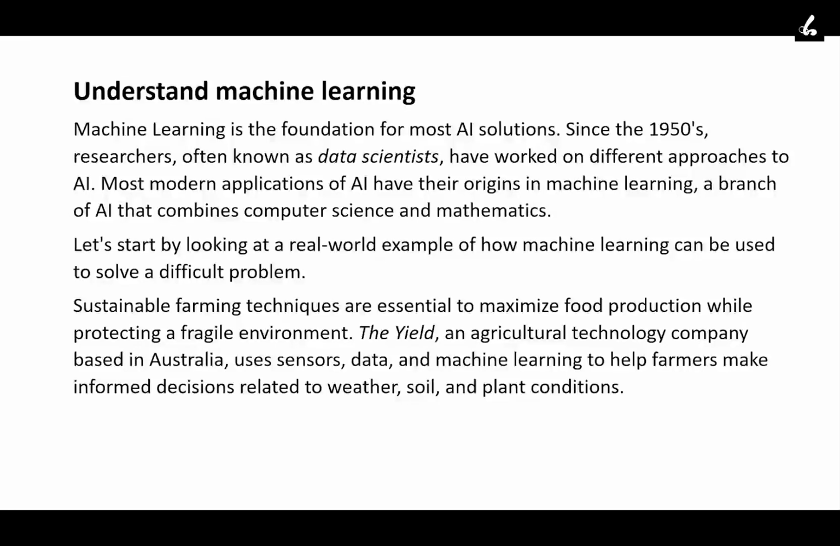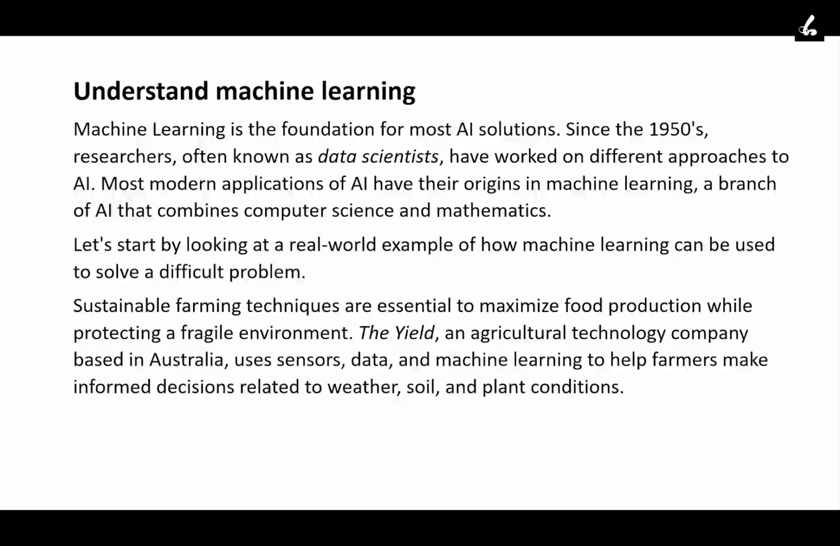It developed after the 1950s, where the researchers, often known as data scientists, worked on different approaches of AI. But what happened then? Most modern applications of AI have their origins in machine learning, a branch of AI that combines computer science and mathematics. So here we are getting more detail about machine learning. The data scientists explained machine learning as a branch which combines the study of computer science and mathematics.